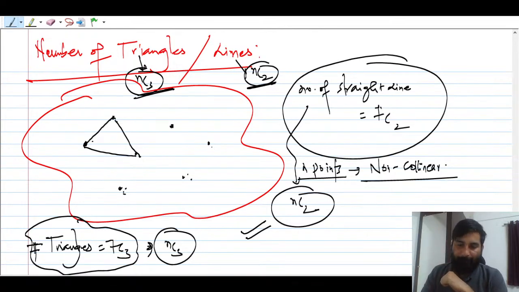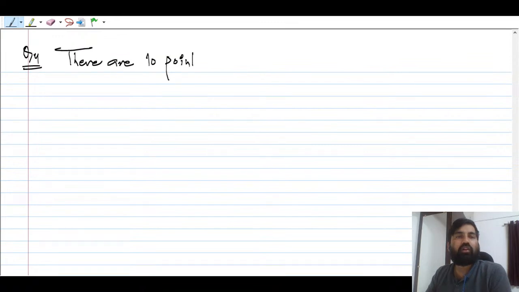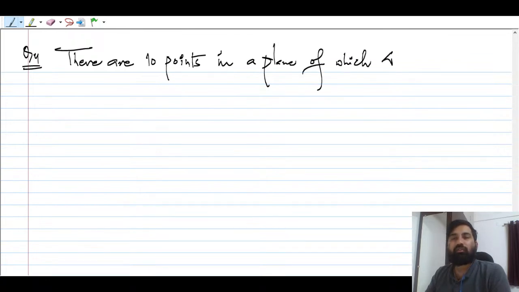ओके, आई होप दिस मेक सेंस टू ऑल, राइट? तो मान लो ऐसा क्वेश्चन है कि आपके पास 10 पॉइंट्स हैं. There are 10 points in a plane of which 4 are collinear, and rest are non-collinear.